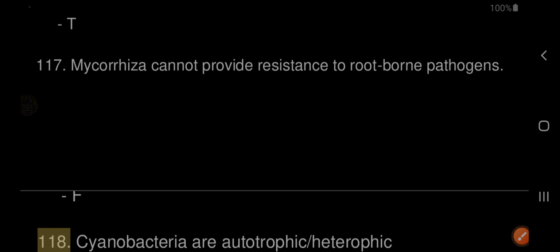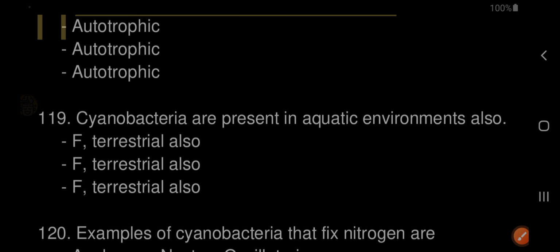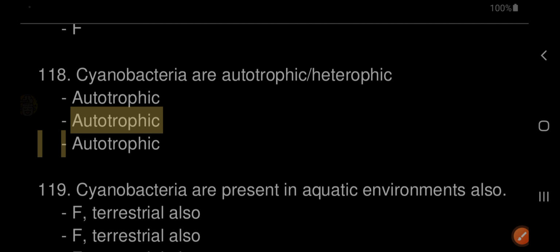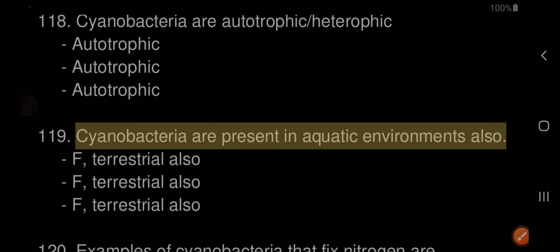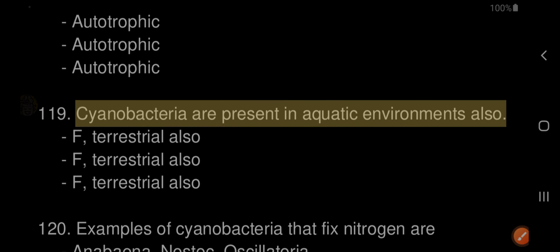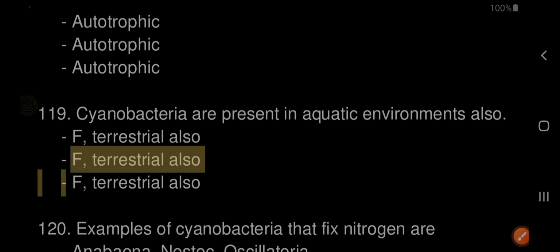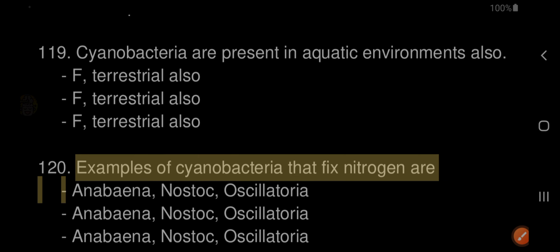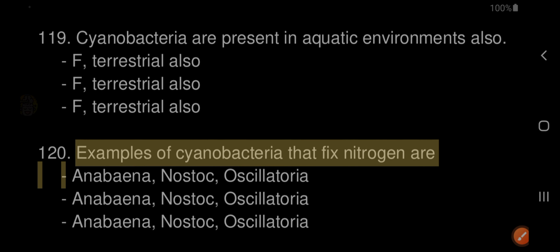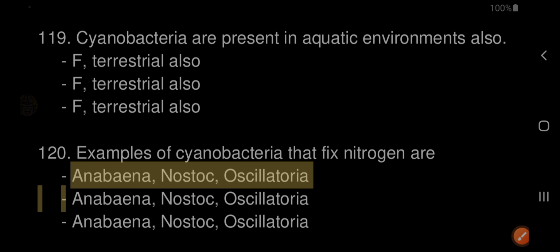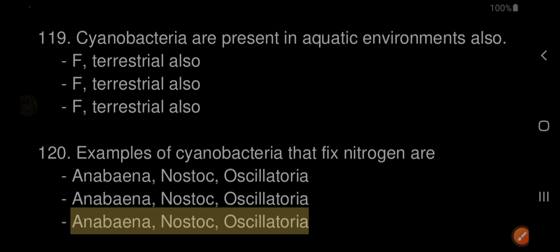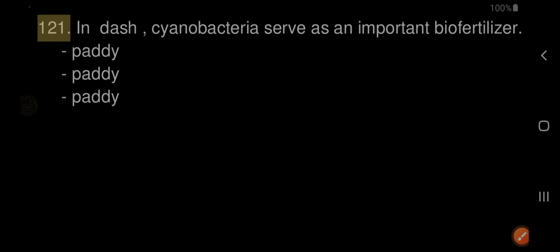118. Cyanobacteria are autotrophic, heterotrophic. 119. Cyanobacteria are present in aquatic environments only. False. Terrestrial also. 120. Examples of cyanobacteria that fix nitrogen are Anabaena, Nostoc, Oscillatoria. 121. In dash, cyanobacteria serve as an important biofertilizer. Paddy.